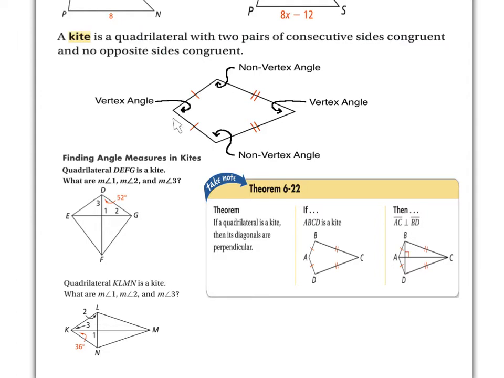You've got vertex angles and you have non-vertex angles. The non-vertex angles are the angles that connect with the non-consecutive sides. Okay? And then the vertex angles are the angles that connect with the sides that are congruent. Okay?